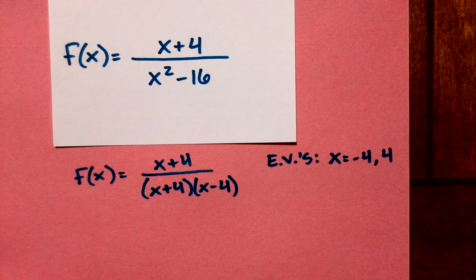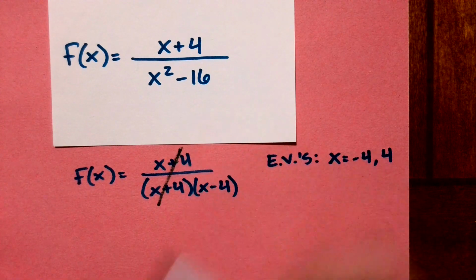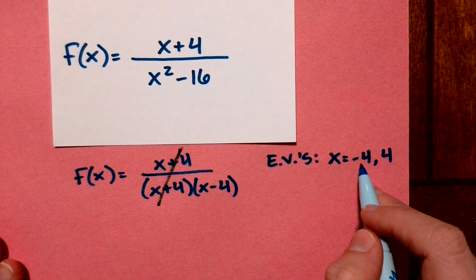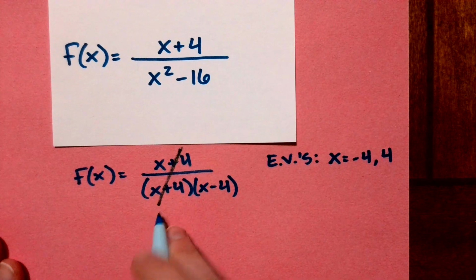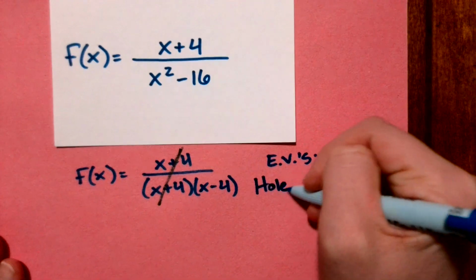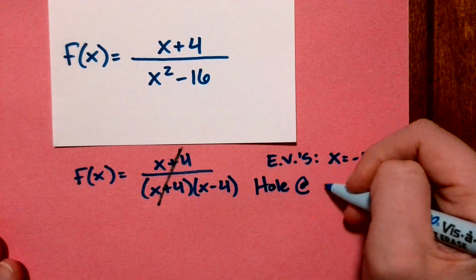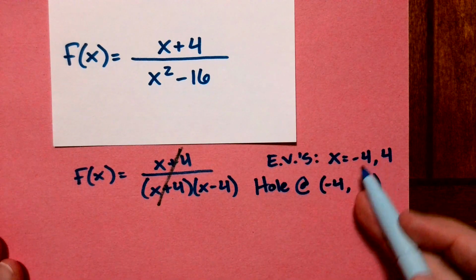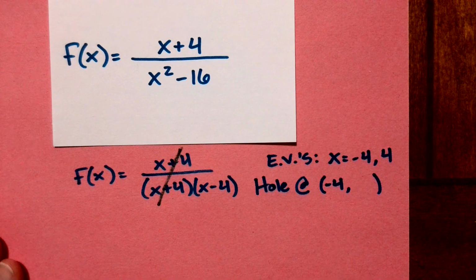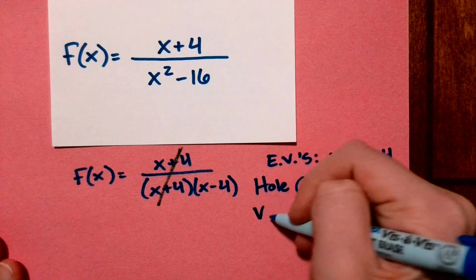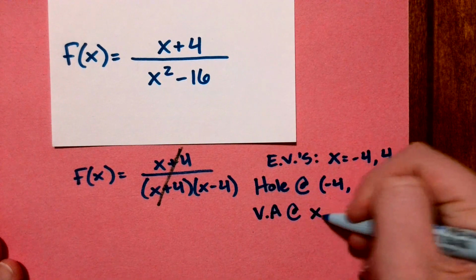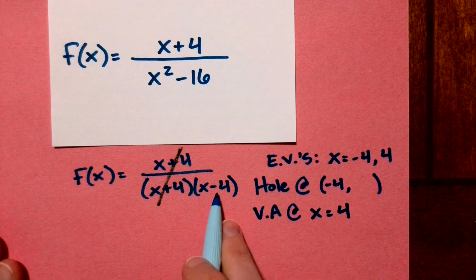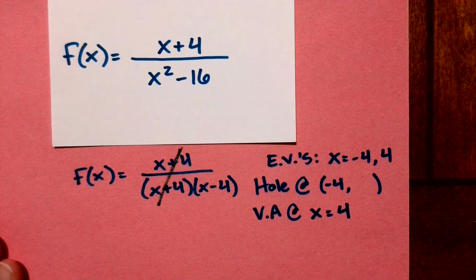Because now when I'm deciding what they are, my x plus 4 cancels, but the x plus 4 gave me an excluded value of -4. So when I'm deciding, okay, it canceled, so that means that I have a hole there. We have a hole at -4, because it was the x plus 4 that gave us the excluded value -4. So that can be a little tricky. And then we know that we do have a vertical asymptote. Our equation, vertical line, would be x equals +4. That is the excluded value that came from x minus 4.